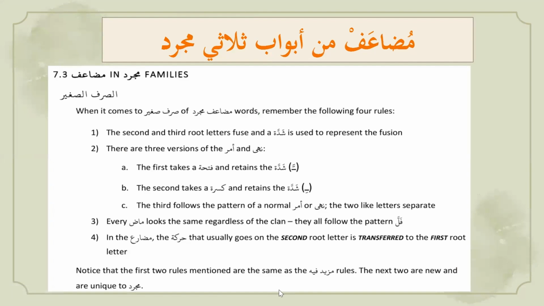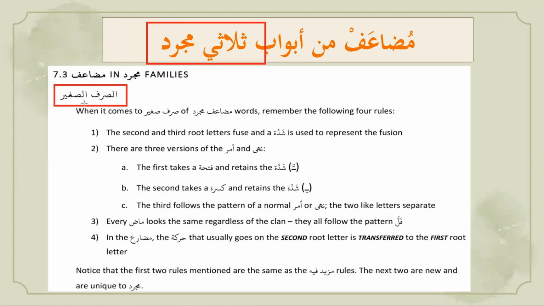Just like we did with Mazid Fihi, in family 1, we are also going to do our study of Muda'af words in 2 steps. First, we are going to study Muda'af words in Sulasi Mujarrad with respect to Sarf Saghir. Okay, Sarf Saghir, you know it very well, the Sarf Saghir pattern. And then, inshallah, we'll cover Sarf Kabir also. So, as far as Sarf Saghir is concerned, when Muda'af words come through family 1, there are 4 basic rules or basic principles. First 2 rules are the same as you learn in Mazid Fihi family.